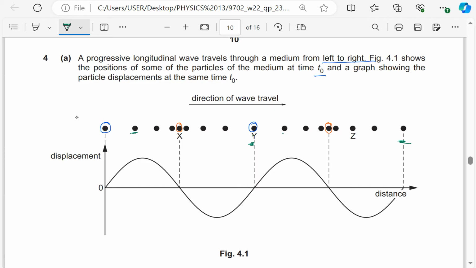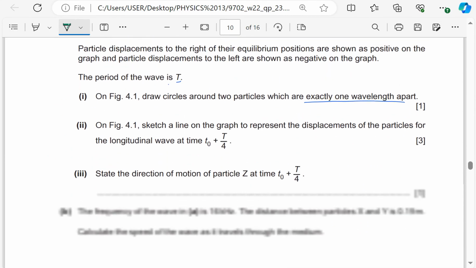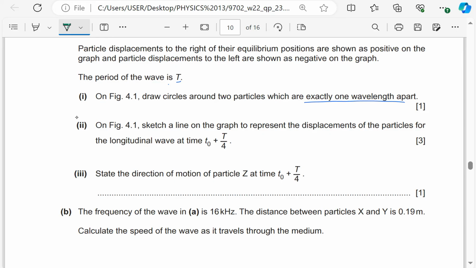Those are exactly one wavelength apart. So, but X, this one and this one are the best, I think. That's one wavelength apart. On the figure, sketch the line on the graph to represent the displacement of the particles for the longitudinal wave at time t plus a quarter cycle.